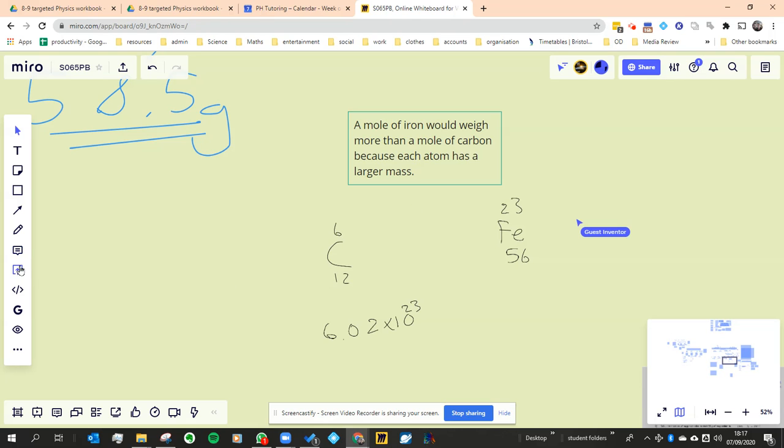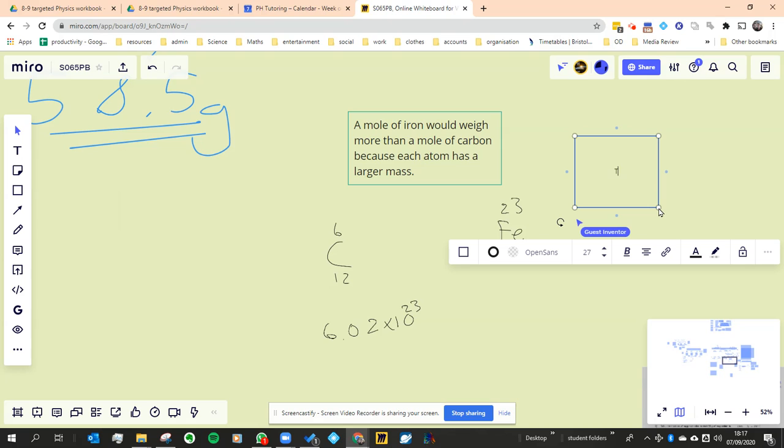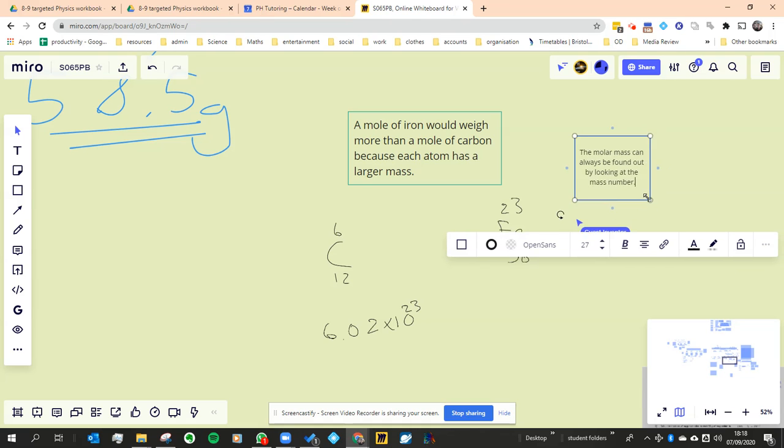Okay, so let's just get down that point. So the molar mass can always be found out by looking at the mass number. Okay? Right.